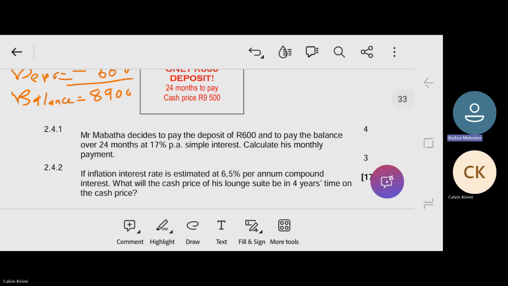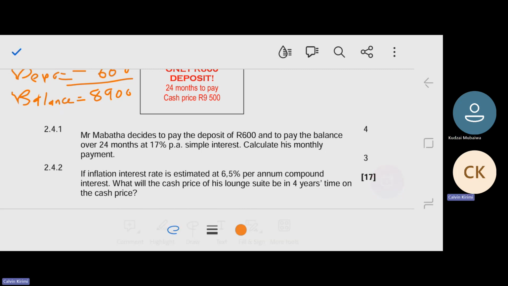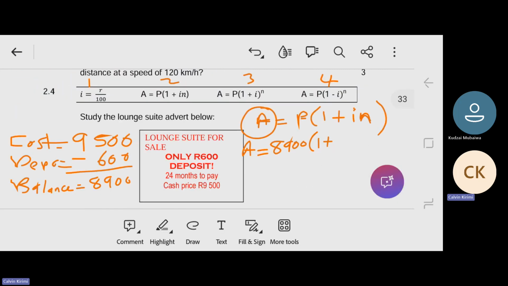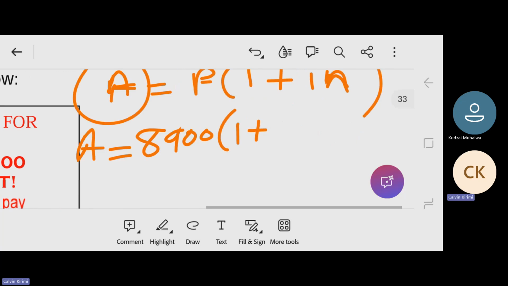We're going to say 24 months. How many years? You must convert 24 months to annums. How many annums is 24 months? 2 years. So that is the trick there. You must be in that position because your interest is per annum, meaning per year.